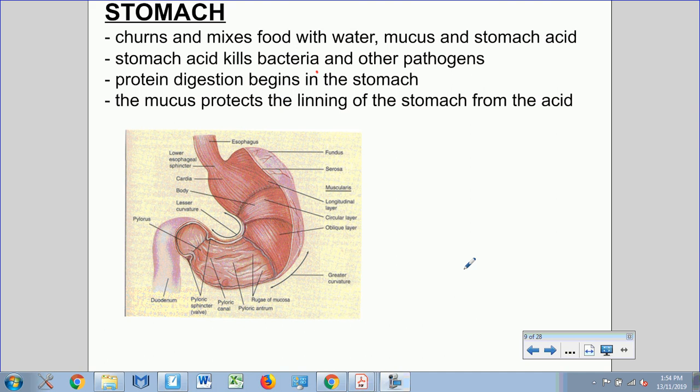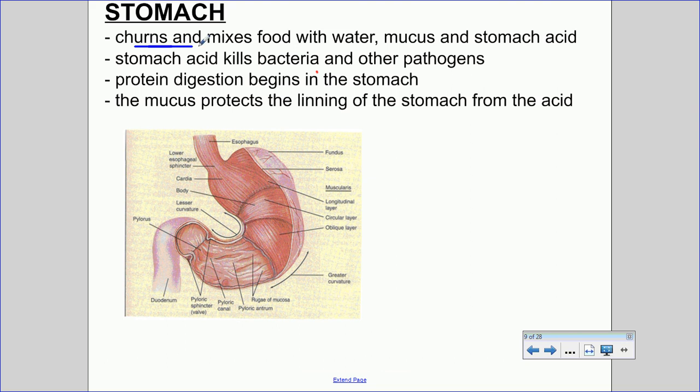So now from the esophagus, that food bolus will enter the stomach, and in the stomach, this is where that food bolus will churn and mix with water and mucus and stomach acid. So the stomach will start a series of contractions that will mix the food around with water and mucus and stomach acid that's found in the stomach.